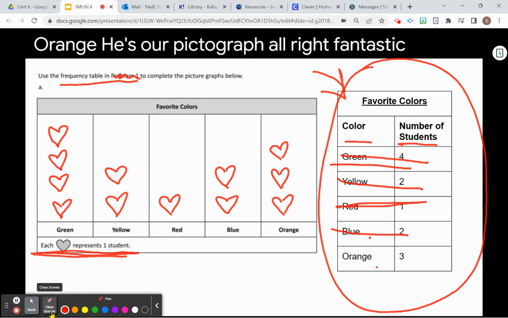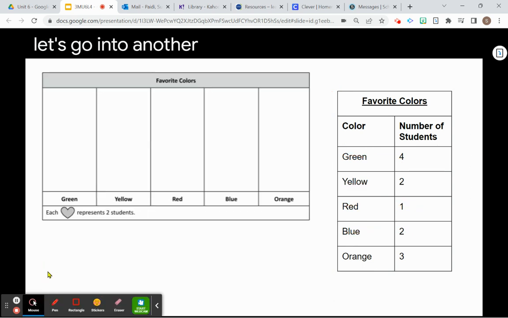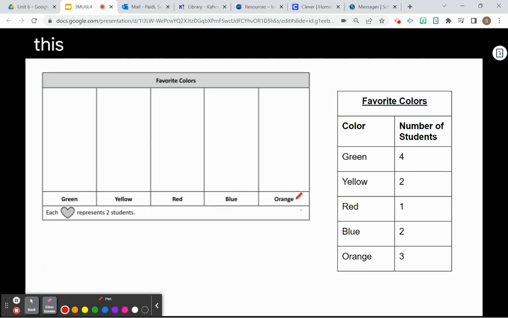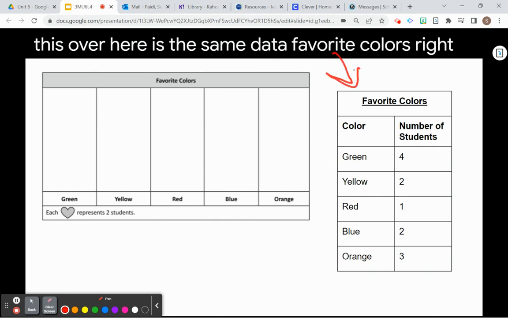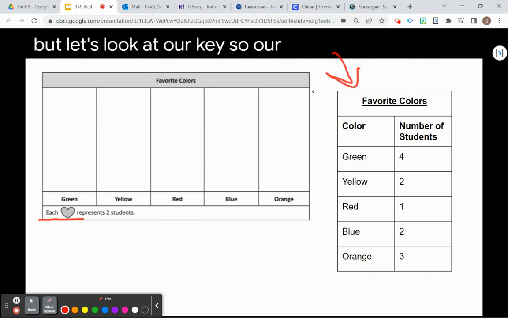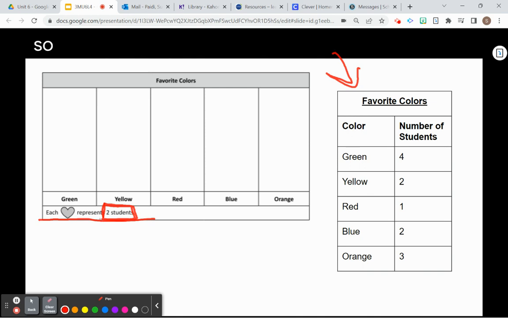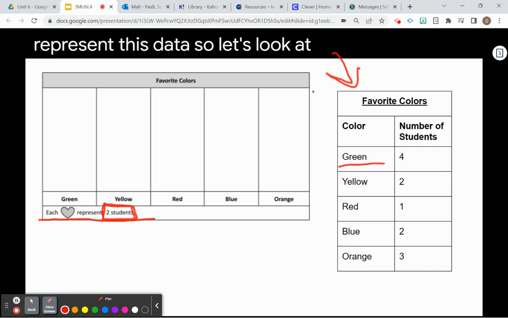All right, fantastic. Now let's go into another example of a pictograph. This is the same data, favorite colors, but let's look at our key. Our key is saying that each heart represents 2 students. This is really important. So 1 heart is equal to 2 students. We might need to think a little bit more about how we're going to represent this data.